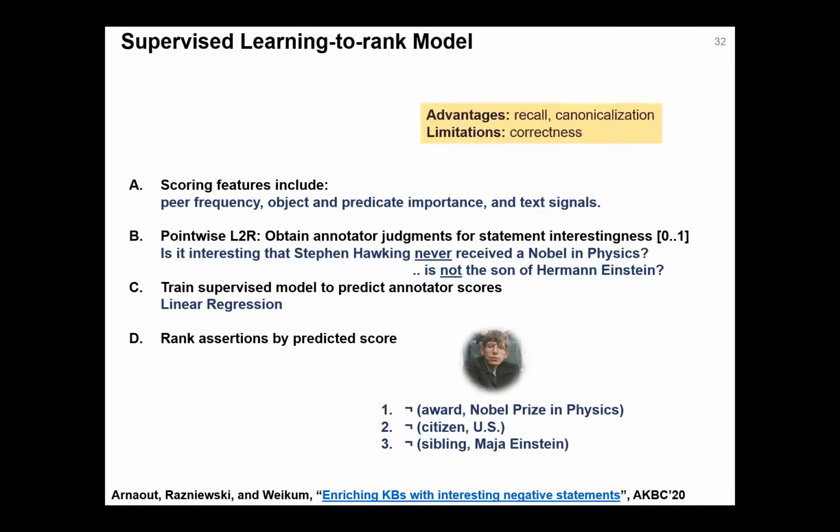Now the advantage of this method is that the recall is really high. So for almost any entity in the knowledge base, you can identify peers, and you can identify candidates, and you can predict and infer. And the other advantage is canonicalization.